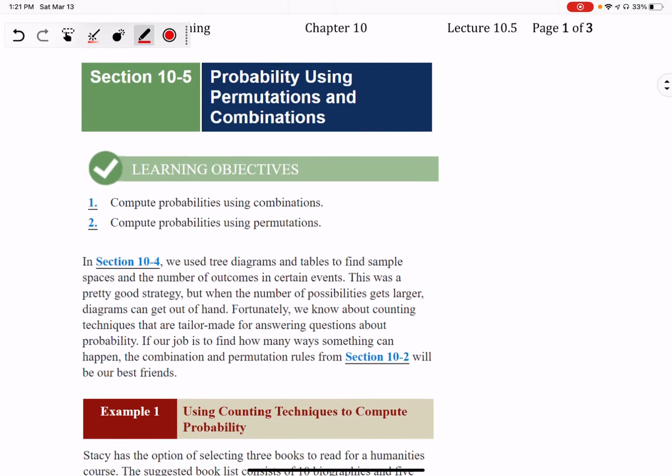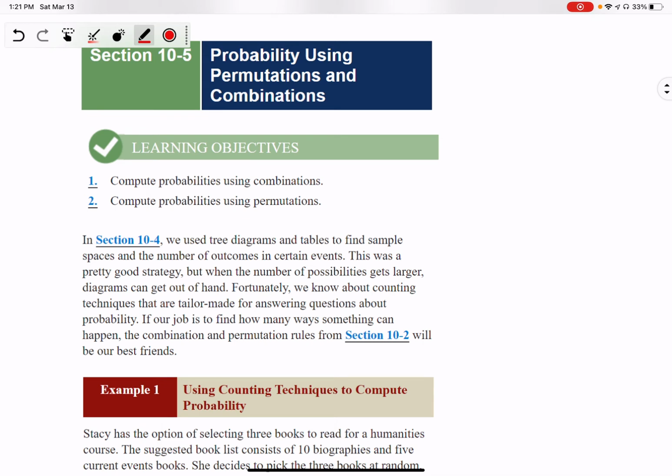So in section 10.4, we used tree diagrams and tables to find sample spaces and the number of outcomes in certain events. This was a pretty good strategy, but when the number of possibilities gets larger, diagrams can get out of hand. Fortunately, we know about counting techniques that are tailor-made for answering questions about probability. If our job is to find how many ways something can happen, the combination and permutation rules from 10.2 will be our best friends. So we will have to dust off our brains from a couple of sections ago to remember those combination and permutation rules. Okay, and then we are going to tie that in with probability.